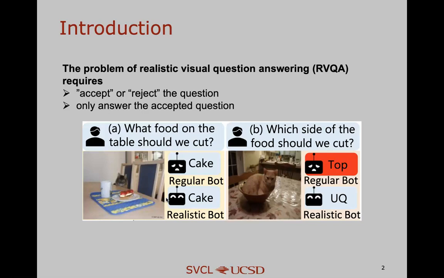Lack of robustness to UQs will let a VQA system choose an answer that is statistically most related with the question. This can create safety hazards for indoor robots, assistance for the visually impaired, or so many other applications. We argue that our VQA should first accept or reject the questions, and then answer those questions that are accepted.